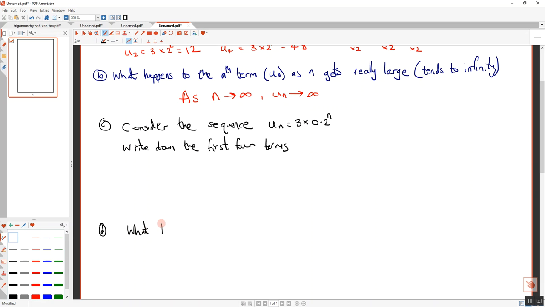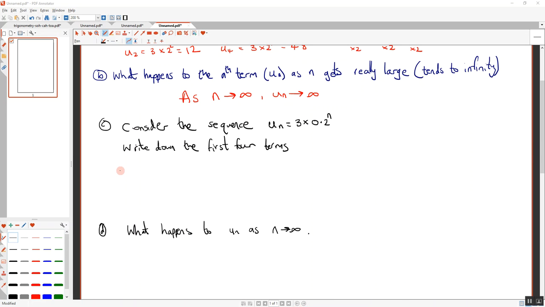What happens to Un as n tends to infinity? So what happens to Un as n gets really large, okay? Do that for me and have a think about it.